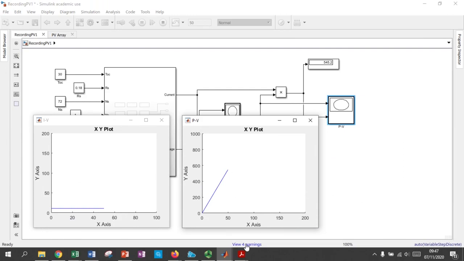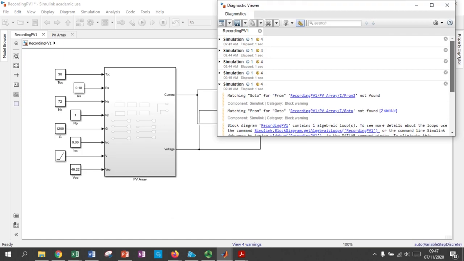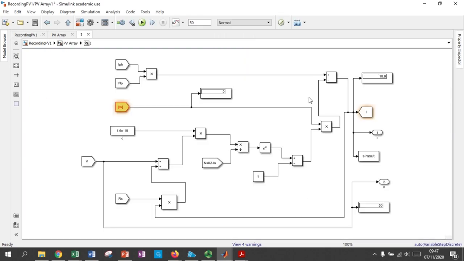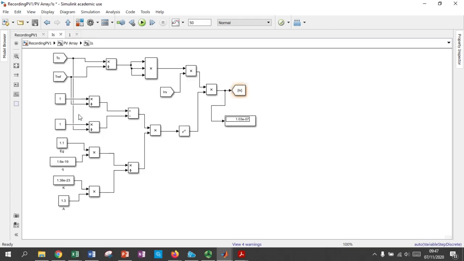Oh, there is some warning here. Let me check the warning. There are 4 warnings that you can find here. Let's find out what warning 1 is. This is related to the first one, a matching Goto and From. Let me go. Oh, this is related to I. I is one of the subsystems. It seems that in I there is one problem in IS. Let me go to IS to find out what the problem is.